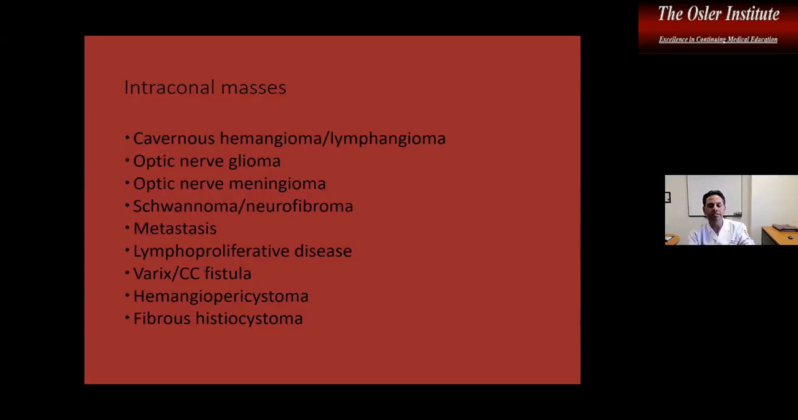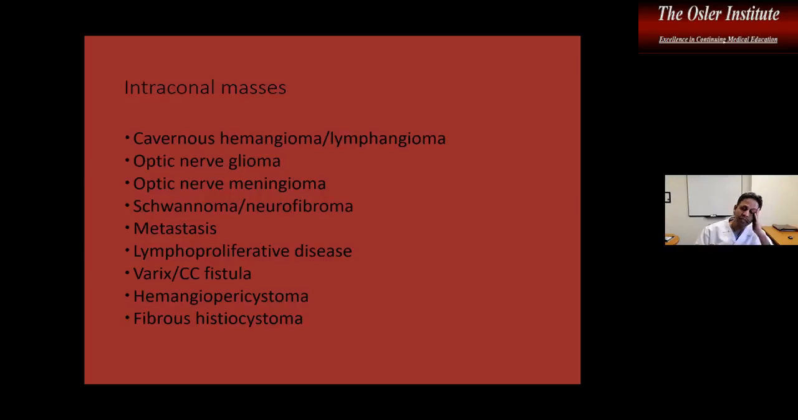Varix and CC fistula are both intraconal, because they often involve the superior ophthalmic vein. But in general, a varix will be more quiet because it's a chronic condition with an enlarged superior ophthalmic vein. Whereas a CC fistula can be direct or indirect, but the direct one, which is high flow, causes more symptoms and more commonly occurs with trauma. That will have a lot more symptoms and cranial nerve palsies as well.